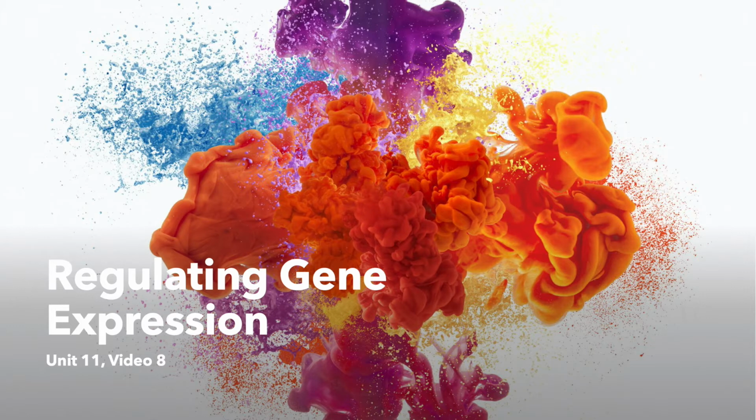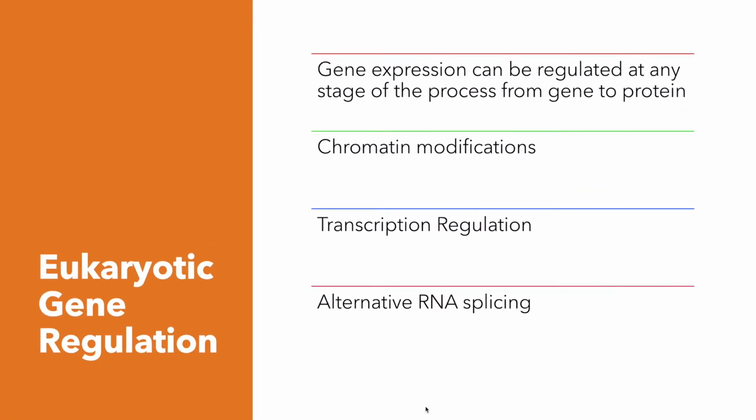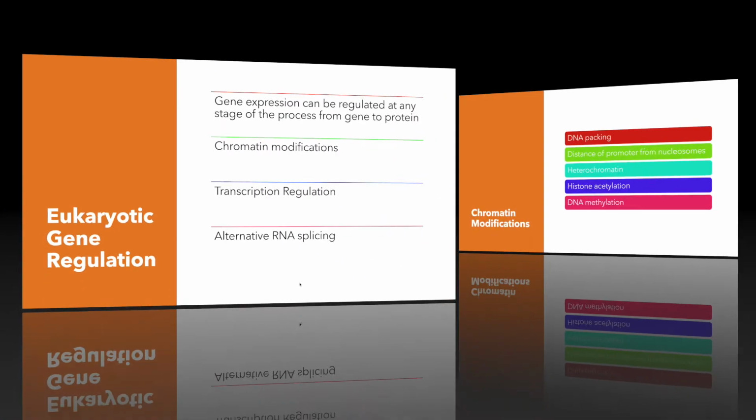In this lesson, we will be continuing our discussion on regulating gene expression, focusing on eukaryotes. In eukaryotes, gene expression can be regulated at any stage of the process from gene to protein. Some ways that gene expression is regulated in eukaryotes include chromatin structure modification, transcription regulation, and alternative RNA splicing.